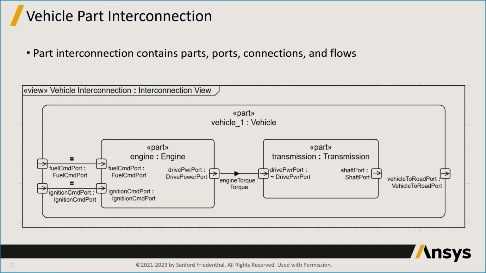We also can show the interconnection view between, in this case, the engine and the transmission. They're part of the vehicle, as we've already seen, and they're connected. Here's the drive power port on the engine that we referred to, and here's the drive power port on the transmission. And there are some other ports that I won't elaborate here in this example.